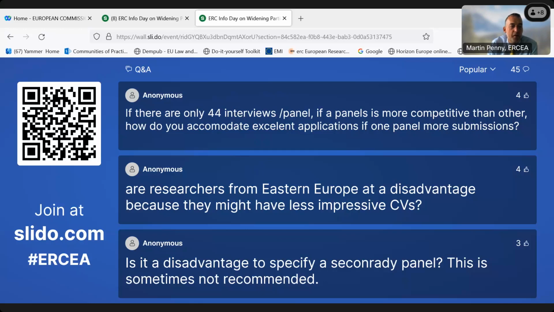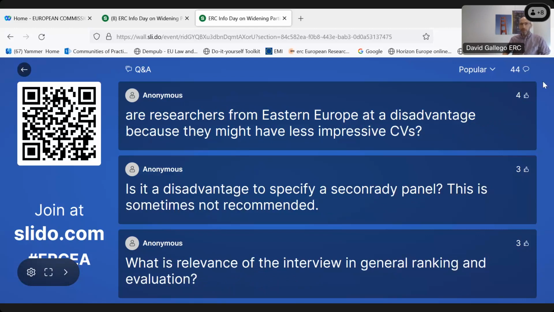David, I come back to you. If there are only 44 interviews per panel, and a panel is more competitive than another, how do you accommodate excellent applications if one panel has more submissions? Well, as I mentioned, the magic number of 44 is only a logistic reason. In the past, there was a percentage of proposals passing to step 2 if a panel had a lot of submissions, but it was simply impossible to accommodate 50 or 60 interviews. So with this new approach, the maximum is 44 and only the best 44 proposals will pass to the interview. The rest, if they are still excellent, can immediately reapply. So there's no restriction. Thanks, David.